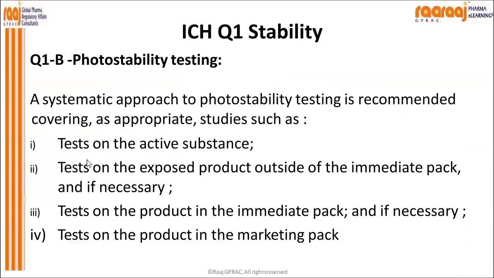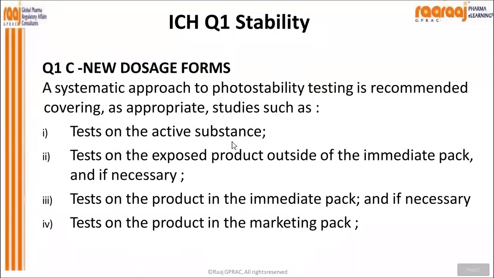It covers studies on the active substance, test on the exposed product outside of the immediate pack, and if necessary, test on the product in the immediate pack, and if necessary, test on the product in the marketing pack. Correct? This is for the exposed product outside of the immediate pack and this is on the product in the immediate pack.